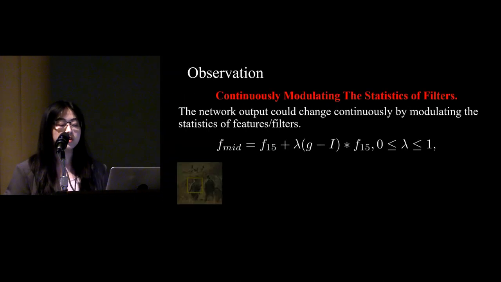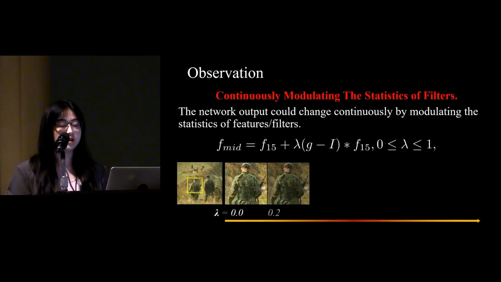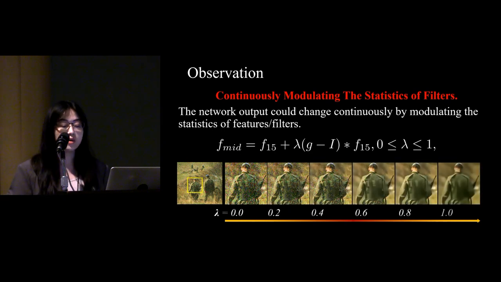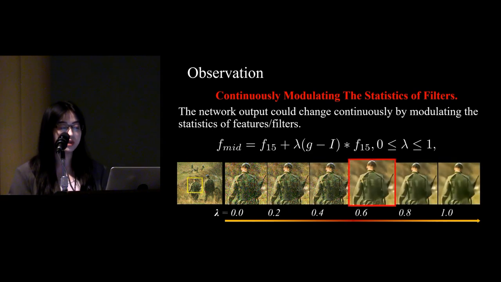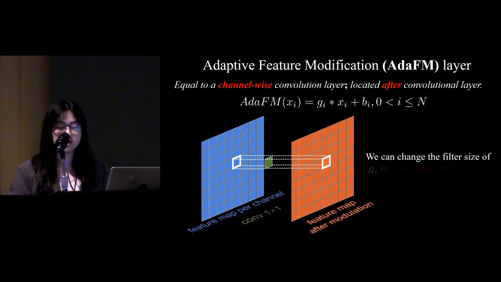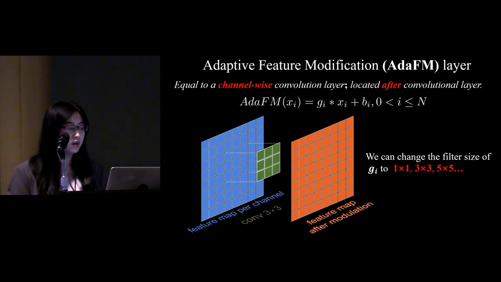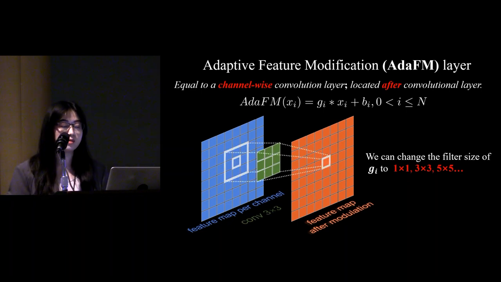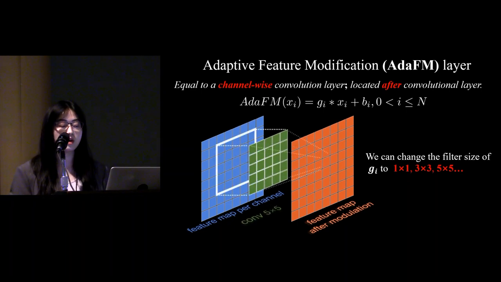Another observation is that if we modulate G by coefficient lambda, the final image effect could change continuously, as you can see from the soldier image. Here is the adaptive feature modification layer. Actually, it is equal to a channel-wise convolutional layer, and it's located after convolutional layers. Moreover, the filter size can be 1 times 1, 3 times 3, and 5 times 5, etc.